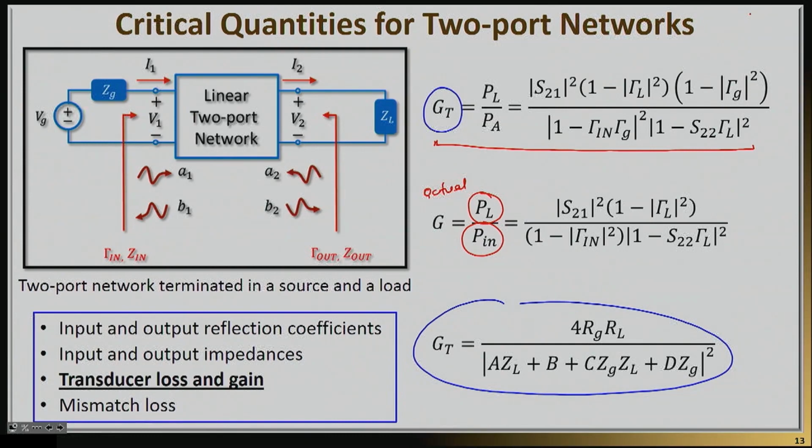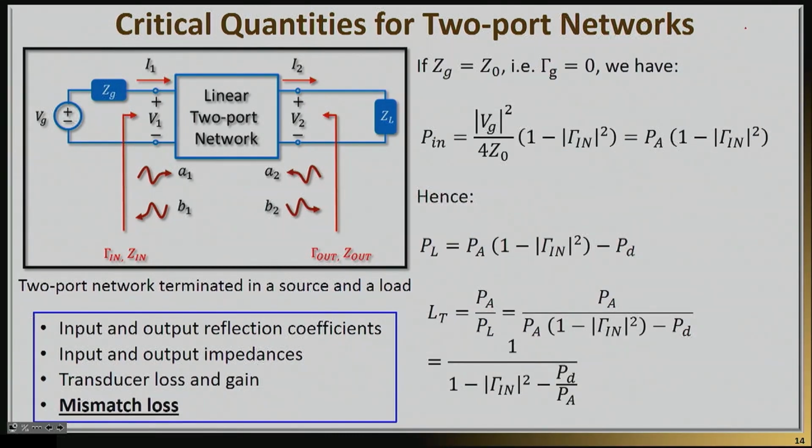comparison. Finally, there is this thing that we call mismatch loss, which we have covered a little bit before, but the whole point about mismatch loss is that we can essentially attribute part of the loss that we are not getting to our load to mismatch, meaning part of the power that we're missing and does not go to our load is due to mismatch, and part of the power that we're missing and doesn't go to the load is simply resistive, meaning ohmic losses.